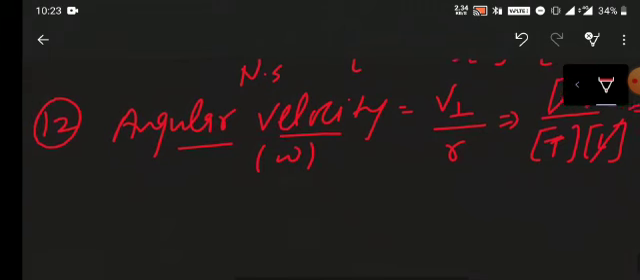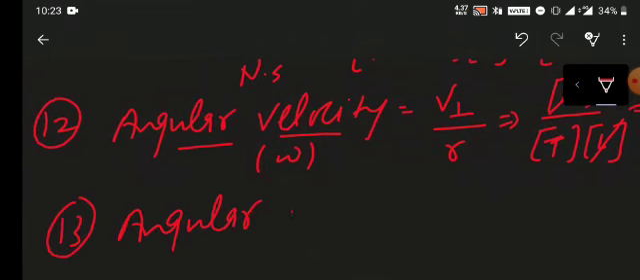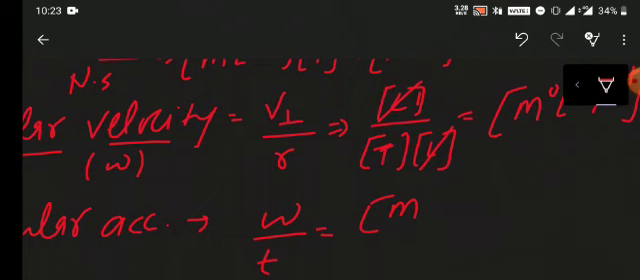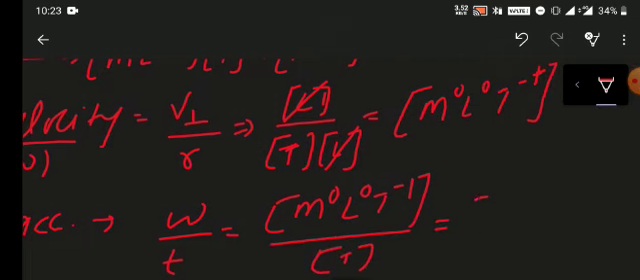Now the next one is angular acceleration. Angular acceleration is the change in angular velocity with respect to time. So we know that angular velocity has the dimension M0 L0 T minus 1, and time has the dimension T. So the final result is M0 L0 T minus 2. This is the dimension of angular acceleration.